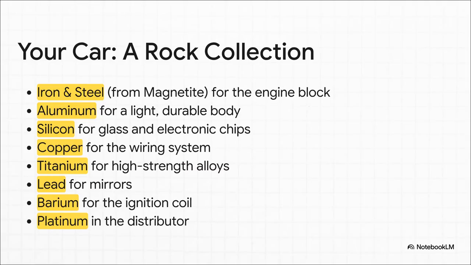And you don't have to go to a mine to see this in action. Just look at your car. It's basically a curated rock collection on wheels. Seriously, the steel on the engine block, that started out as iron ore, a rock called magnetite. The wiring is all copper. And the glass, the computer chips, that's all silicon. Every single critical piece of that machine started its life in the Earth's crust.